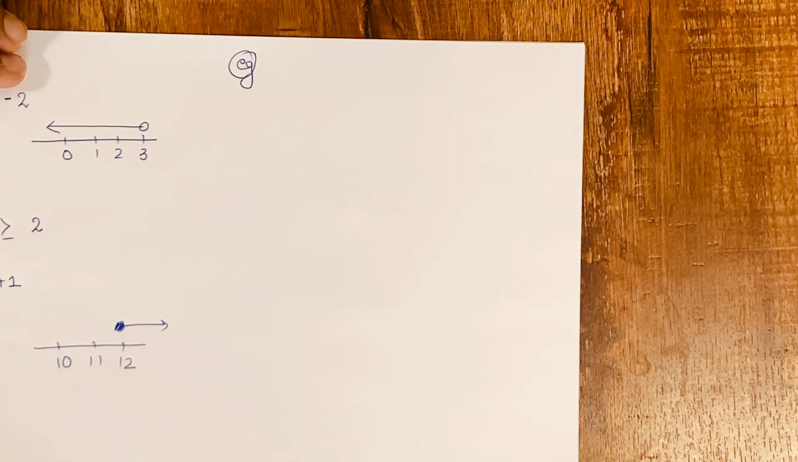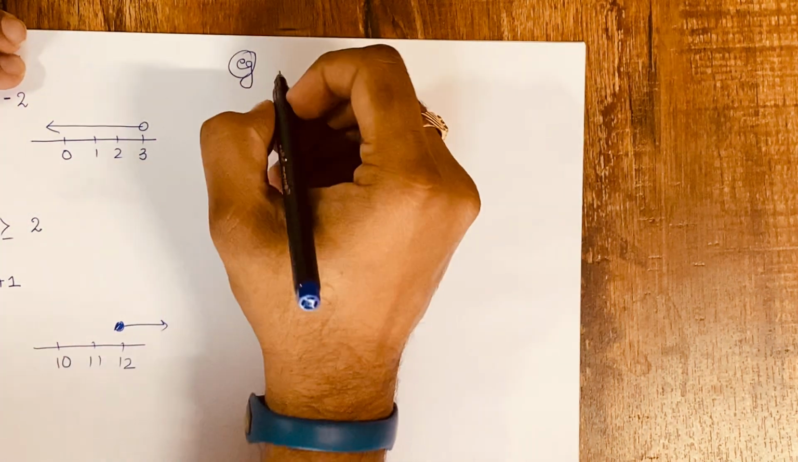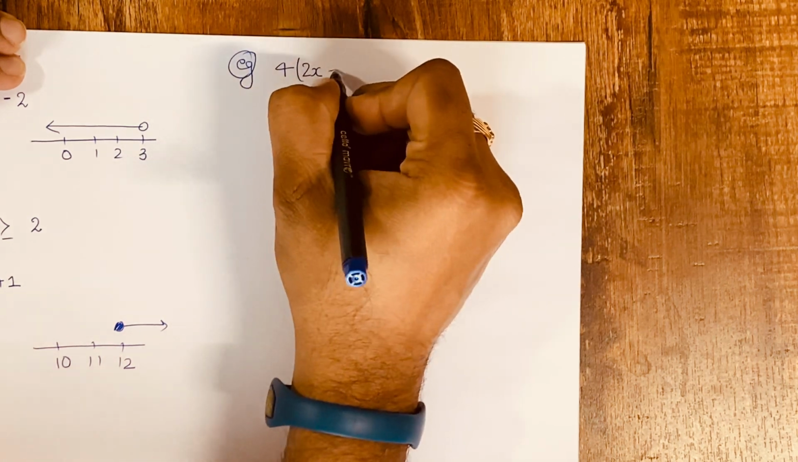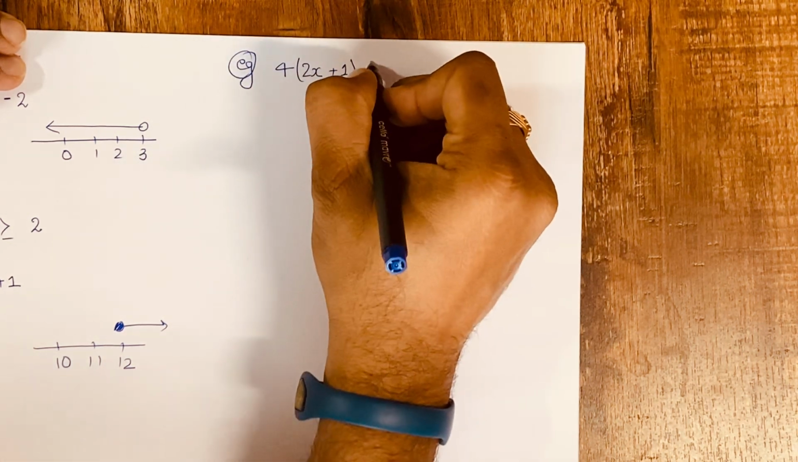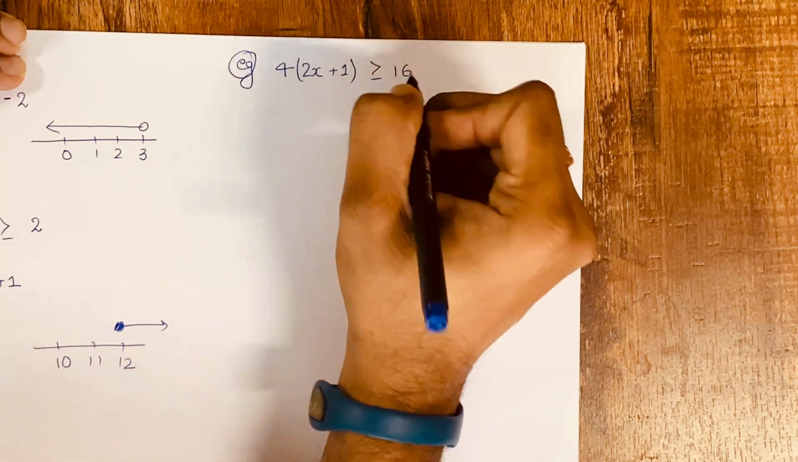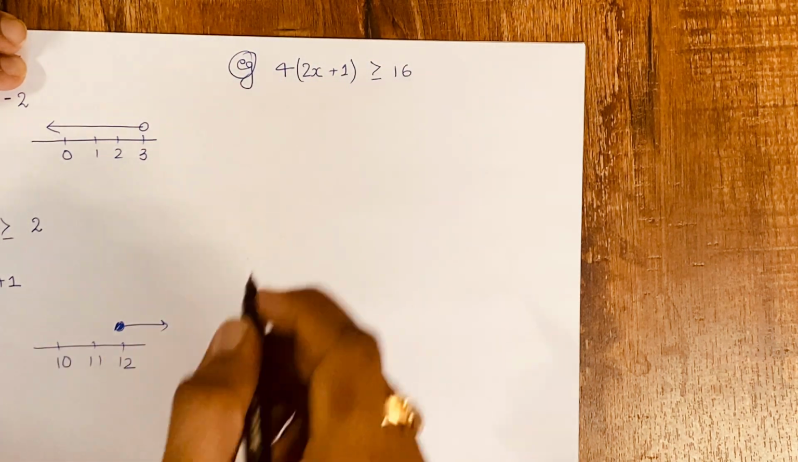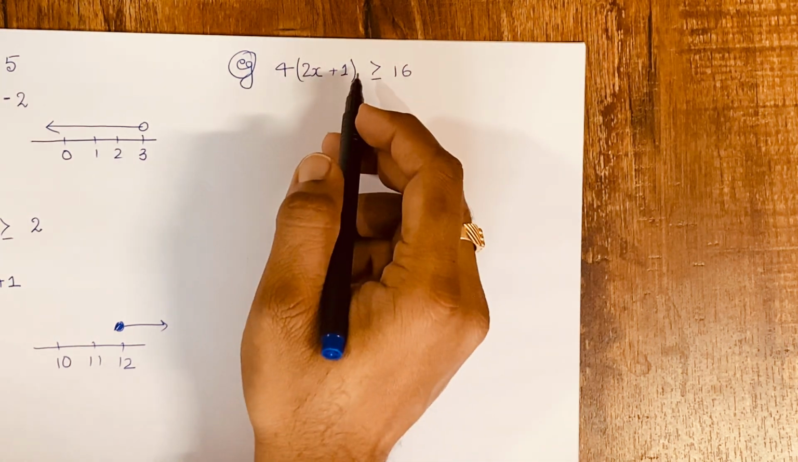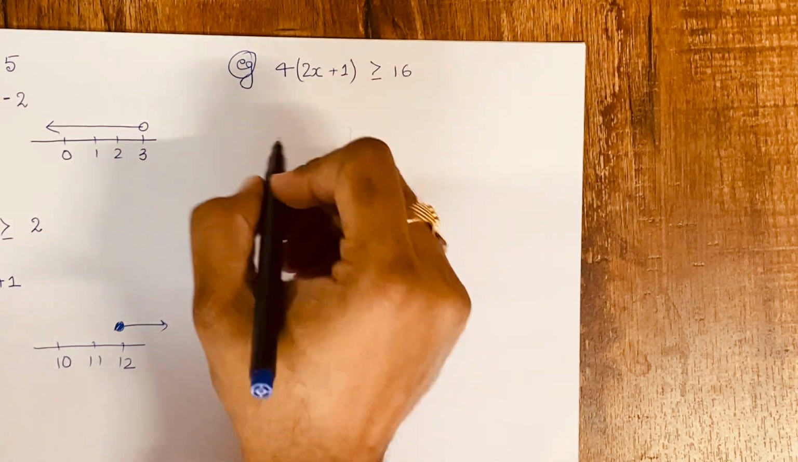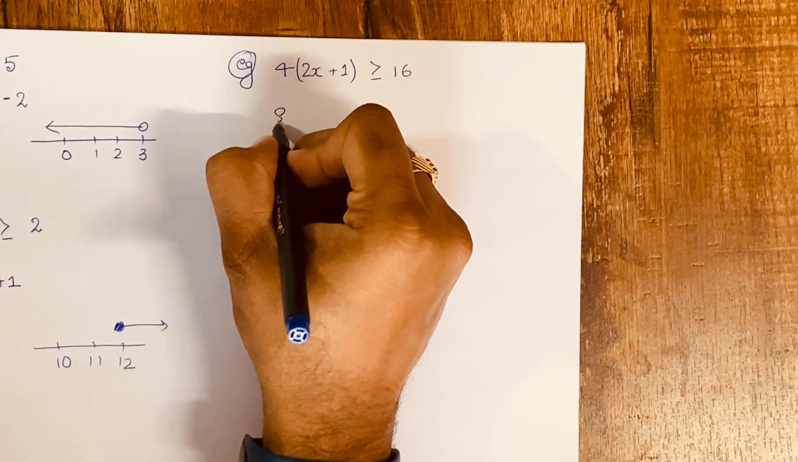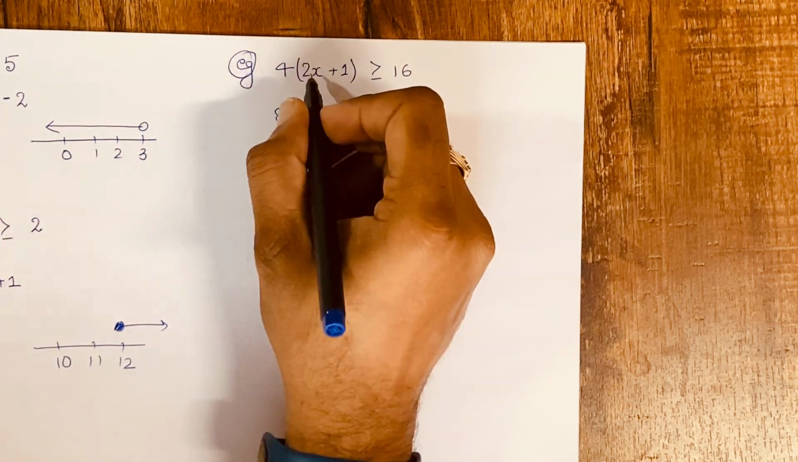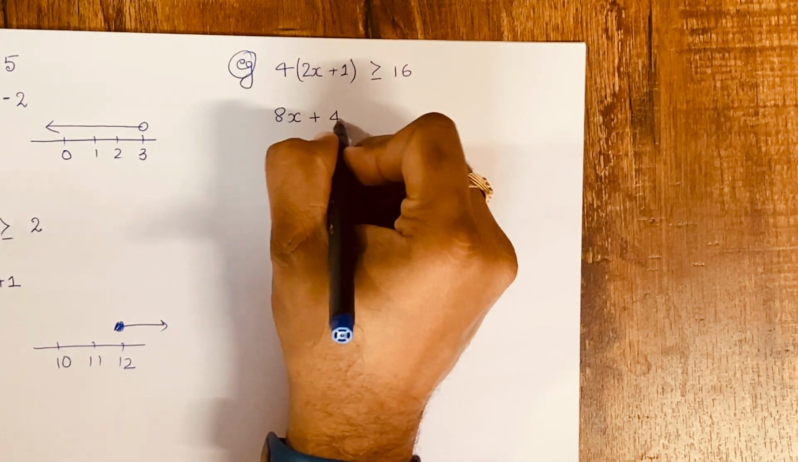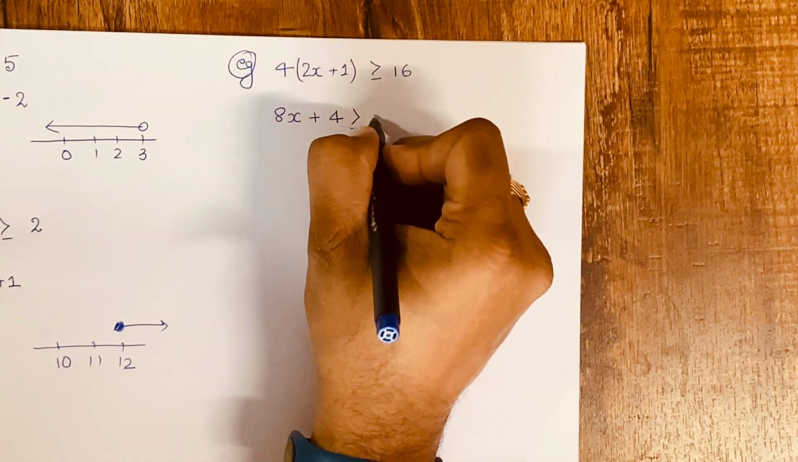Suppose the question says 4 times (2x plus 1) is greater than or equal to 16. How are we going to proceed? First of all, either you can solve this bracket or you can divide by 4. I'll solve the bracket first. So 8x, 4 multiplied by 1 gives plus 4, is greater than or equal to 16.